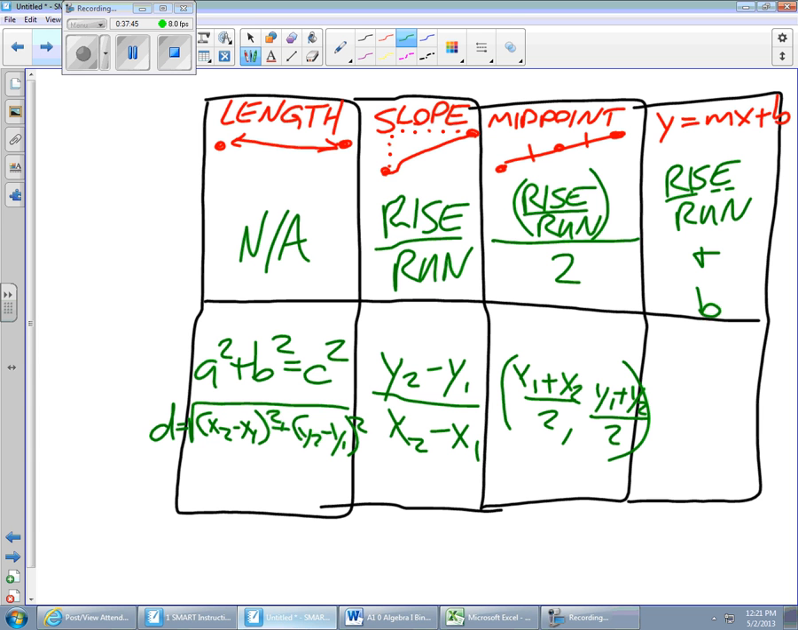And back to the equation of the line, we said if you're lucky, you can get your rise over run right out of your graph. You can get your y-intercept right out of your graph. What happens if you cannot? Well, you've got an equation. y equals mx plus b.